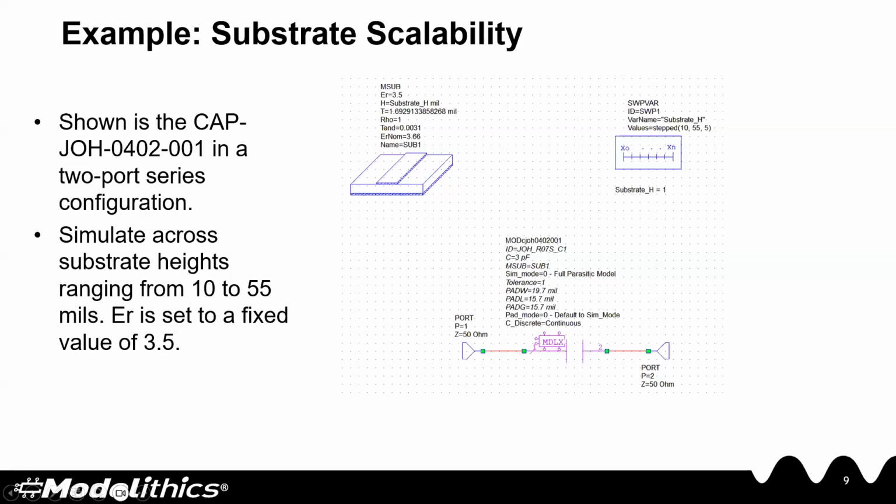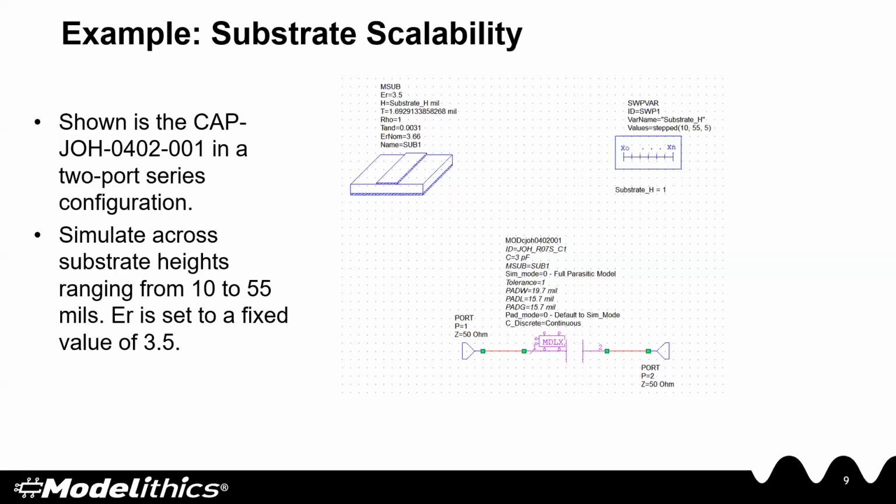Now let's talk about substrate scalability. Here we have a model for a Johansen capacitor. Again, this is set up in a 2-port series configuration. And just to explain this a little bit more, substrate scalability is very important because the performance of these components does depend on the substrate that it's mounted on. These models allow you to enter your substrate parameters, for whatever substrate you're using for your design, and then the model will scale appropriately. So again, that's another important advantage of these models.